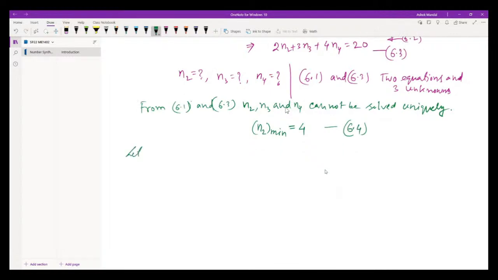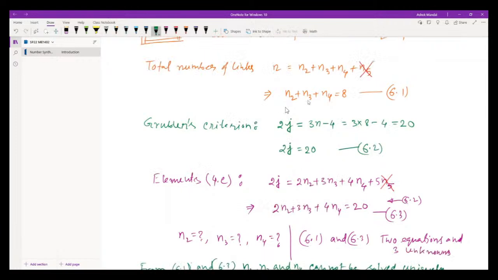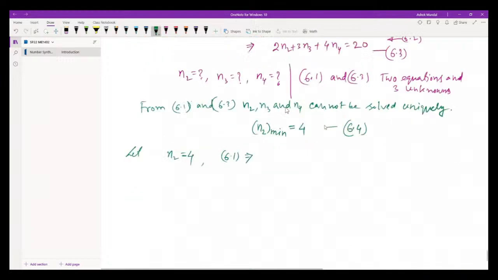Suppose that n2 equals 4. Let us start from this n2. Then your 6.1 will give us an equation. What is that? n3 plus n4 equals 8 minus n2. In this case, n2 we have taken as 4. That means this is 4.